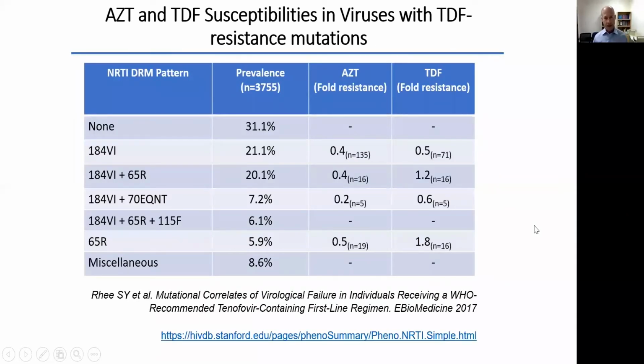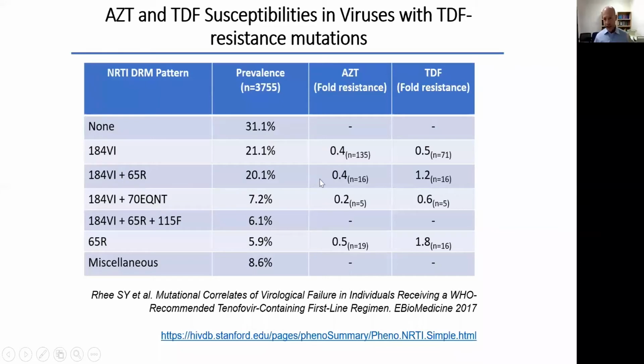This is data that we published a few years ago showing the patterns of drug resistance mutations in patients failing a first-line tenofovir-containing regimen. And what it shows is that about half of the patients will actually have full susceptibility to tenofovir and AZT because they either have no drug resistance mutations or just M184V and I. But the remaining patients will have some evidence of reduced tenofovir susceptibility. In other words, they've developed a mutation associated with tenofovir resistance.